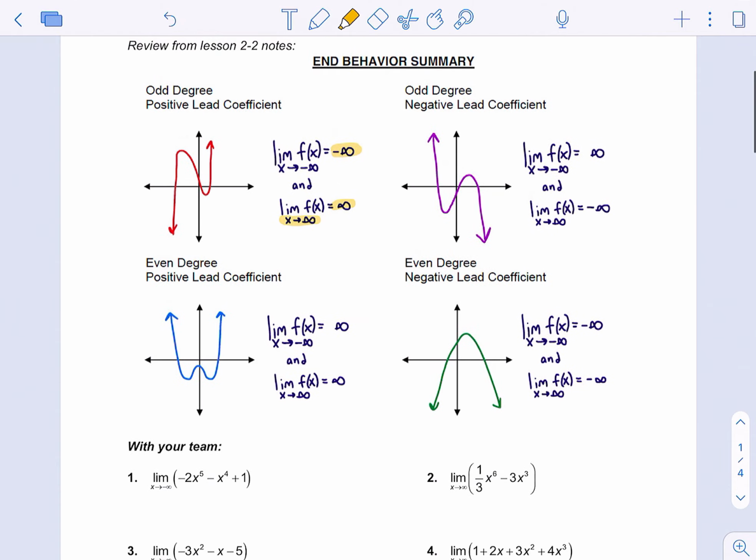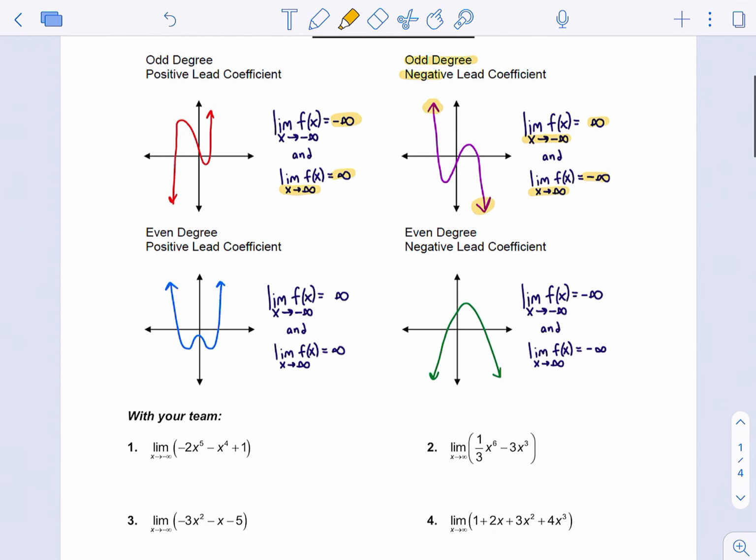Let's go to the other odd one. If we have an odd degree but a negative lead coefficient, it flips it. So remember, if it's odd, they're doing different things. One is negative, one is positive, but now they're switched. As x goes to negative infinity, that graph is going upwards to positive. As we go to positive infinity, that graph is going downwards to negative infinity.